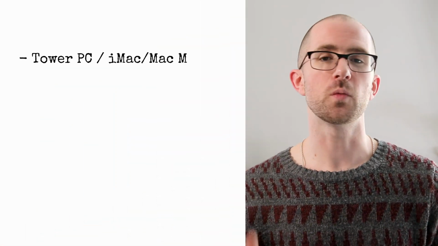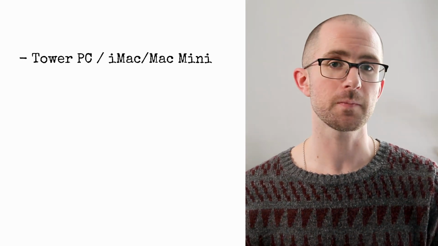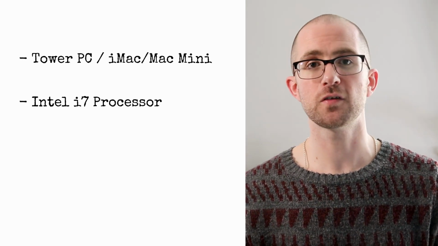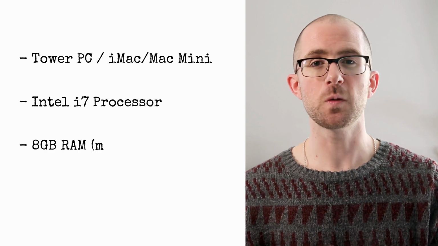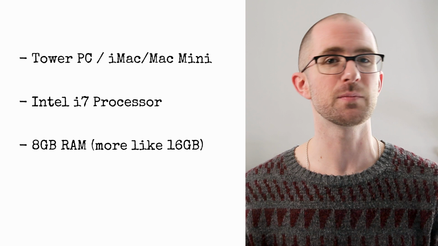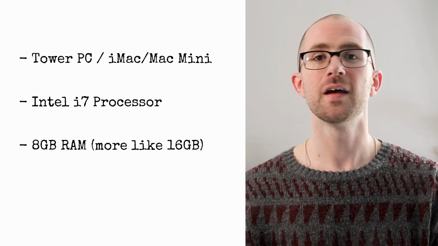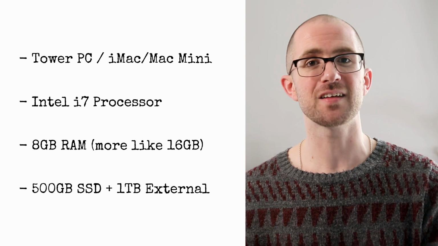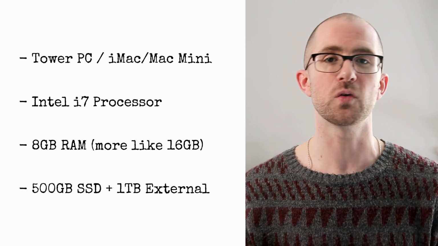So in conclusion, I'd say the ideal system would be a tower PC for Windows or an iMac or Mac Mini for Mac, a fast multi-core processor such as the Intel i7, an absolute minimum of 8GB of RAM, but realistically more like 16GB to get started, a 500GB solid-state drive along with a second terabyte external drive connected by Thunderbolt or USB 3. If you're very serious about music production, you should opt for a stupidly big processor, like one of the newer 8-core models, and at least 32GB of RAM. Mac are even doing an 18-core iMac now with up to 256GB of RAM, which is crazy.